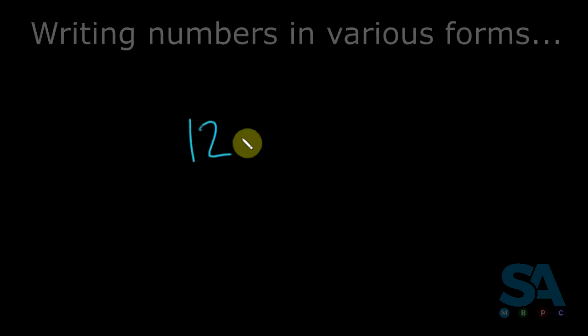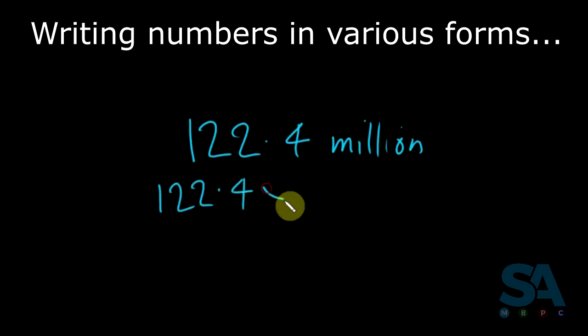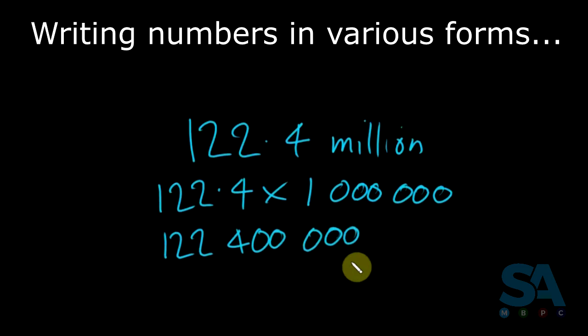So far we've strictly been using numbers, but sometimes they may be describing these numbers in a word format. So if a question told you what is 122.4 million, like so, you know that the actual numerical value of this expression here is going to be 122.4 times 1 million, which gives you 122,400,000. Now this is the number in ordinary form.